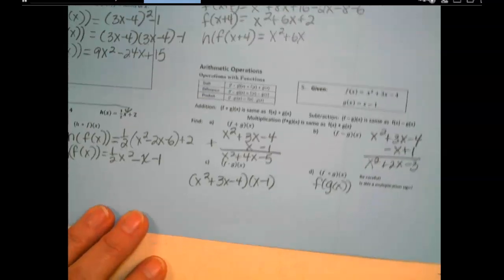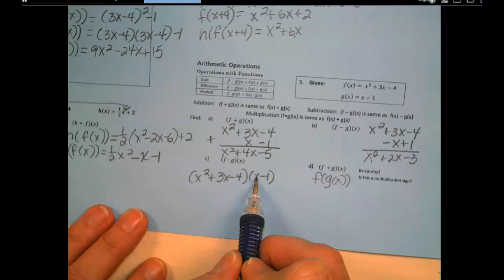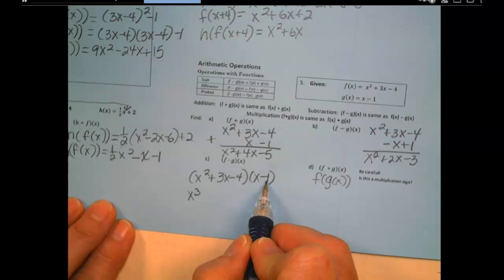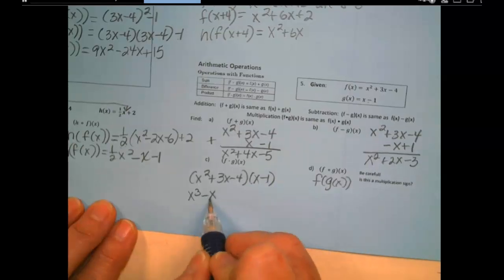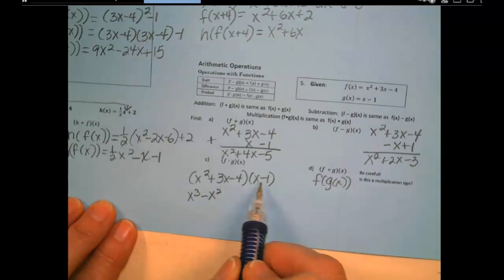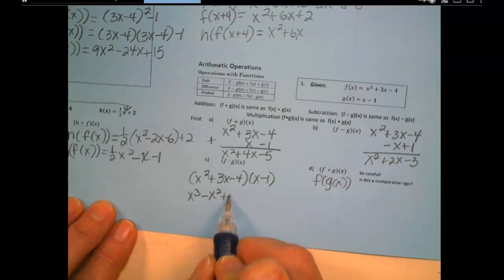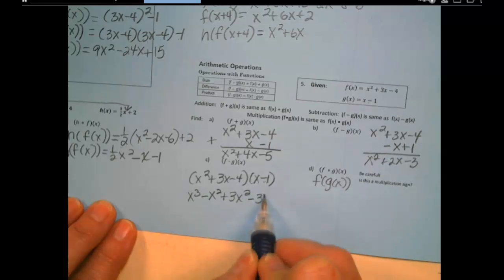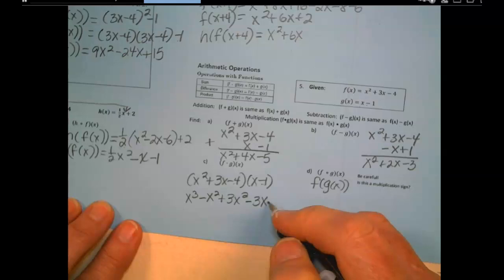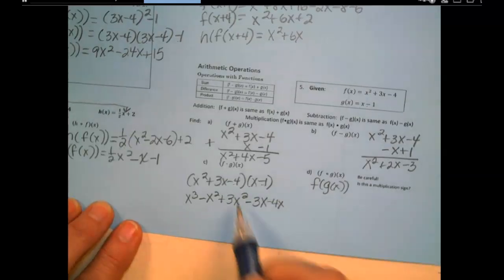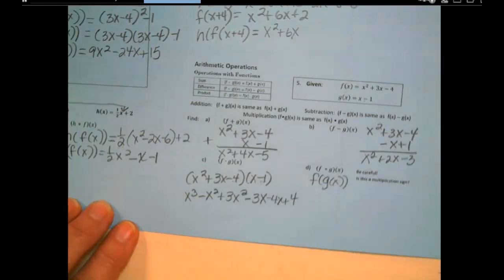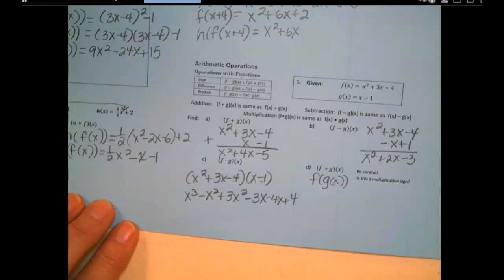So when I multiply, I'm going to take x squared times x. What does that give me? X cubed. Then I'm going to take x squared times minus 1, which is minus x squared. 3x times x, I'm going to get 3x squared. 3x times minus 1 gives me minus 3x. Negative 4 times x gives me minus 4x. And negative 4 times negative 1 gives me plus 4.